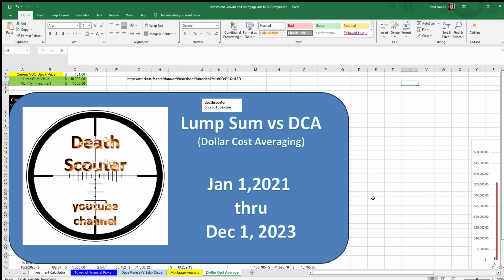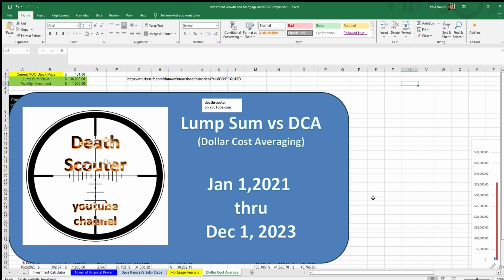Today, we're answering the question, if I have a lump sum of money, is it better for me to invest it all on day one, or should I slowly trickle it into the market using something called DCA or dollar cost averaging? So what is dollar cost averaging?